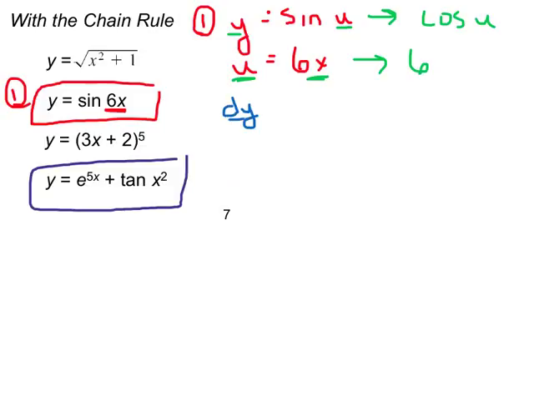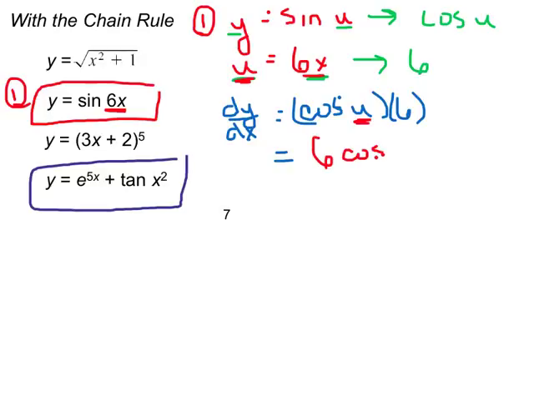So dy/dx is going to equal dy/du times du/dx. And then when you put them together and write them neater, I'm going to move the 6 in front, and I'm also going to replace the u with what u equaled. Cosine of what u equaled, which was 6x.